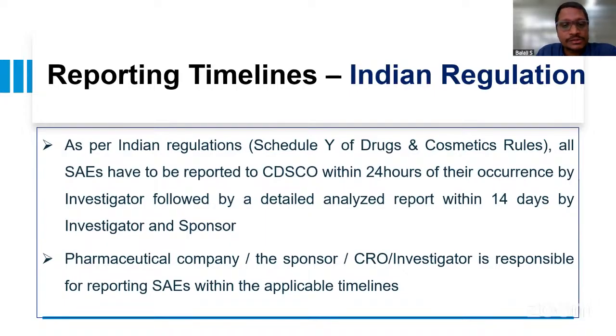Then the pharmaceutical company or the sponsor, CRO, and investigator are responsible for reporting the SAEs within the applicable timeline. So all this information has to be reported within the applicable timeline. You can ask what will happen if it has not been complied with. First, there will always be safety concerns, and the regulatory agency might take strict action against the investigator or the site itself. Sometimes, if it is a repeated mistake by the site, which is usually monitored by the institutional ethics committee, even that would become responsible for delaying the information. So many people would be affected, and the safety of a patient is also at stake. Hence, this has to be reported as per the timelines.